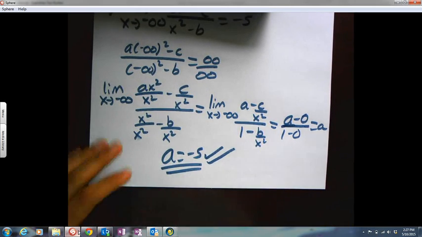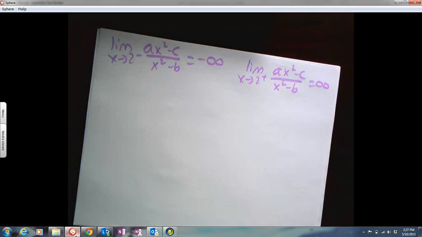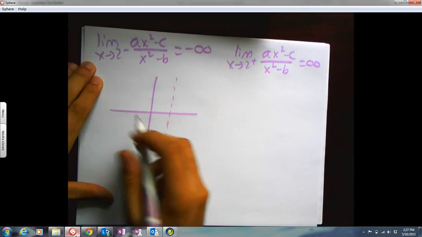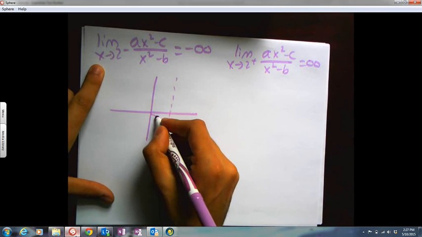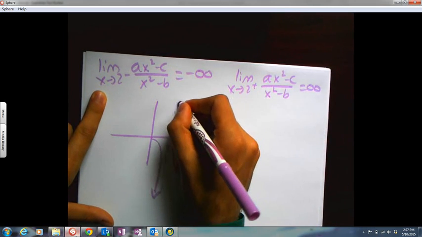In part b, it says that the limit as x goes to 2 from the left is negative infinity, and the limit as x goes to 2 from the right is positive infinity. So that means that the graph must look like this. Here's positive 2. As we approach from the left, we go to negative infinity. As we approach from the right, we go to positive infinity. That means x equals 2 is a vertical asymptote.